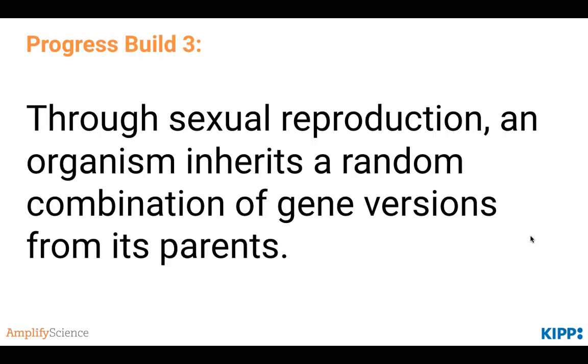And by the end of chapter 3, kiddos have learned that through sexual reproduction, an organism inherits a random combination of gene versions from its parents. So yes, we do get 50% of our genes from our mom and from our dad. However, the combination of those are random, and that's why there is variation between an organism and its parents, an organism and its siblings as well. Kiddos will start to realize about themselves and their own personal lives as well.